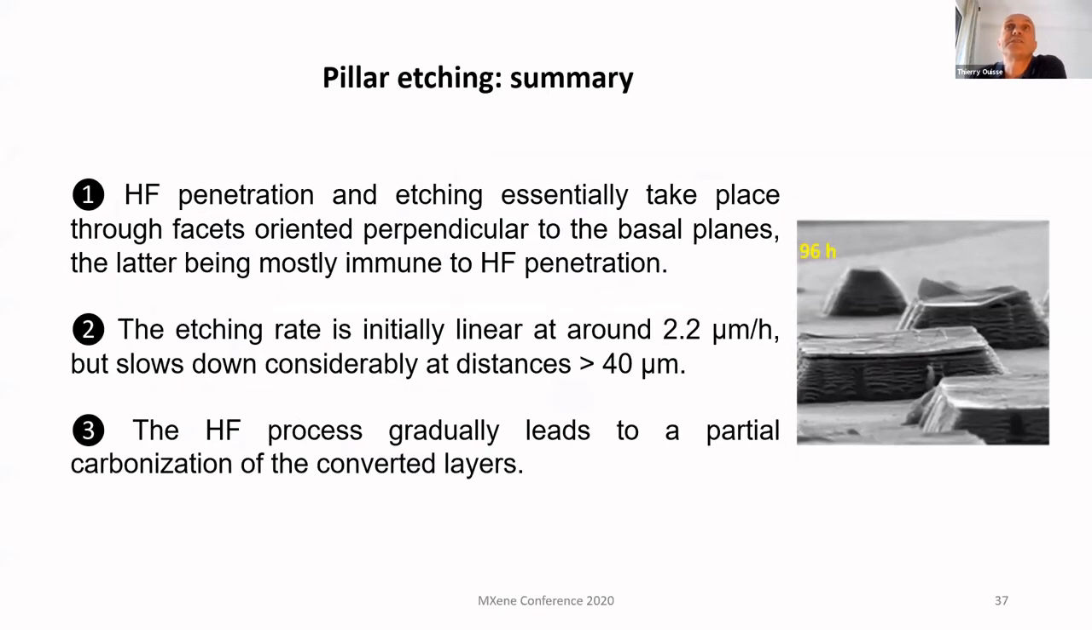So let us summarize the findings related to our second example. First, using single crystals, we demonstrated that HF penetration and etching essentially take place through facets oriented perpendicularly to the basal planes, the latter being mostly immune to HF penetration. Secondly, the etching rate is initially linear at around 2.2 microns per hour, but slows down considerably at distances larger than 40 microns, as the HF process gradually leads to a partial carbonization.